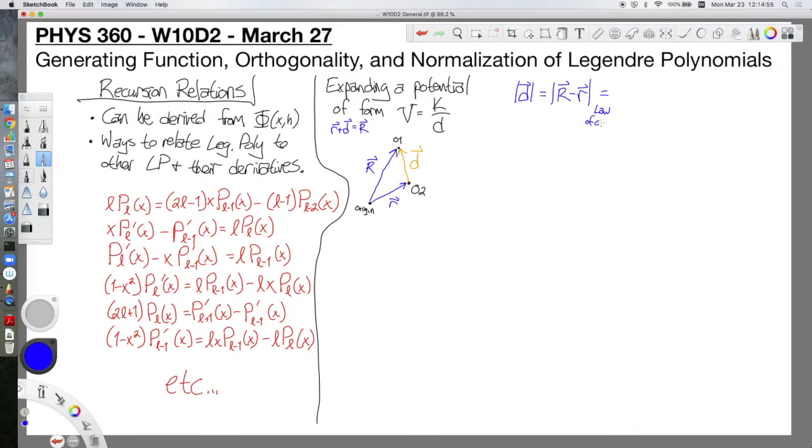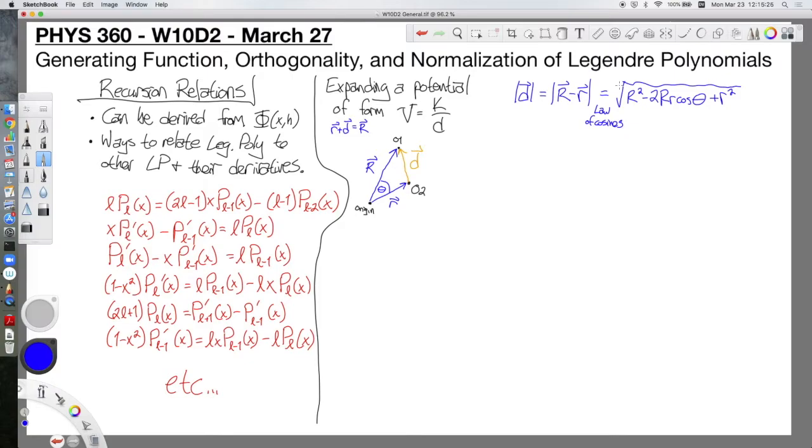Using the law of cosines and defining this angle right here as theta, we can find the value for the magnitude of d. It's the square root of big R squared minus 2 big R little r cosine theta, plus little r squared, all under the square root.